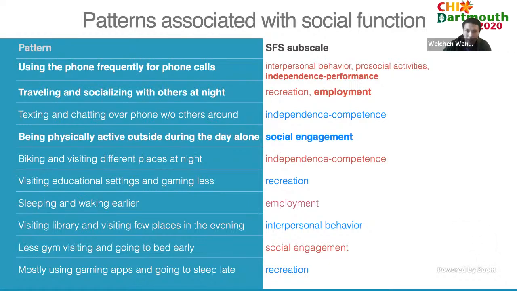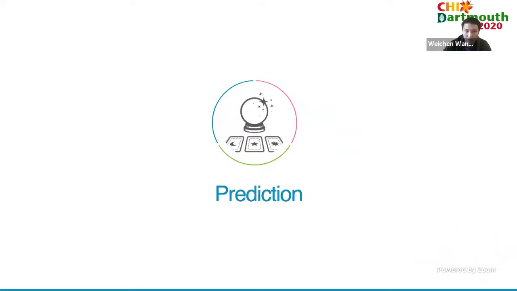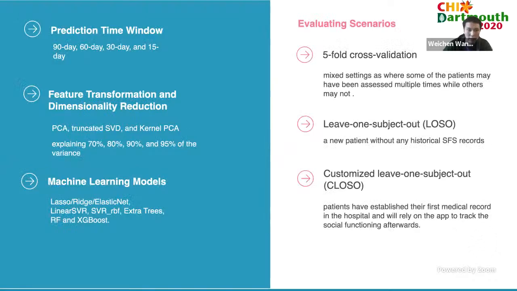Yeah. So next, let's go to the prediction. Because we ask, can we predict the social functioning through the passive behavior sensing derived from people's smartphones? So we experiment with different methods to find the best prediction model for the social functioning scale. Specifically, we experiment with different time windows, different dimensionality reduction methods, and different machine learning models.